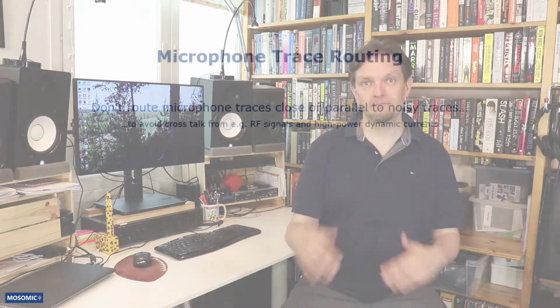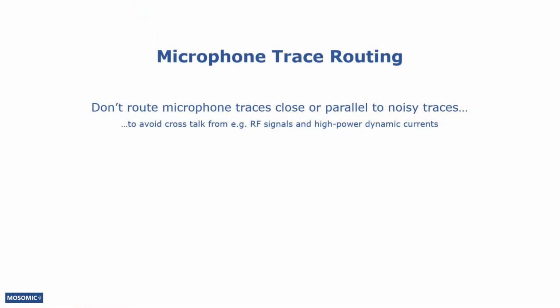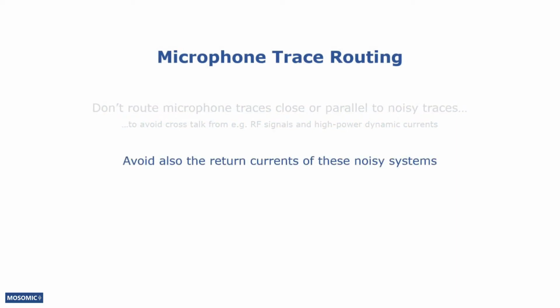To avoid signal coupling, microphone traces should not be placed close or parallel to other noisy traces. For example, RF signals and traces carrying high-power dynamic currents can be noisy. The return currents of these systems can cause also the ground to be noisy. Also, noisy traces with RF currents or dynamic currents should not be routed under the microphone.